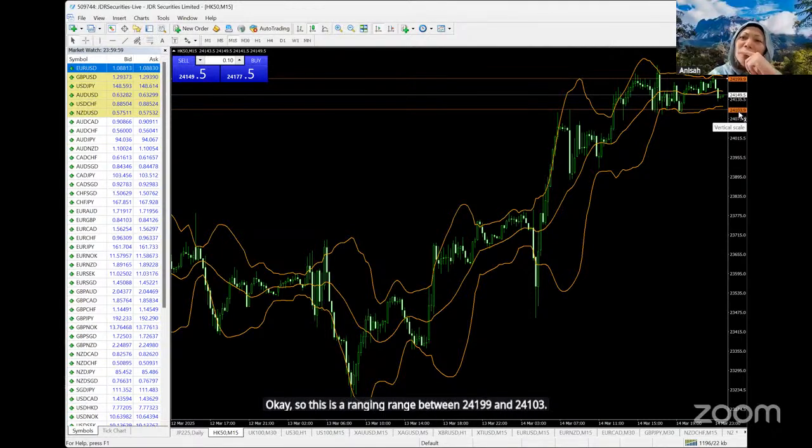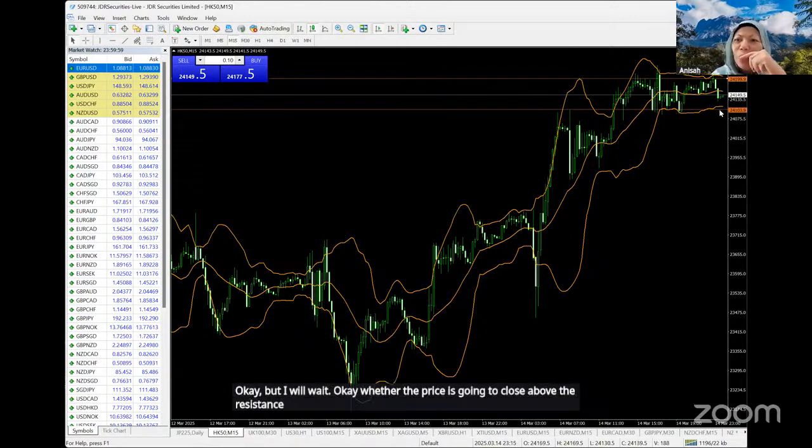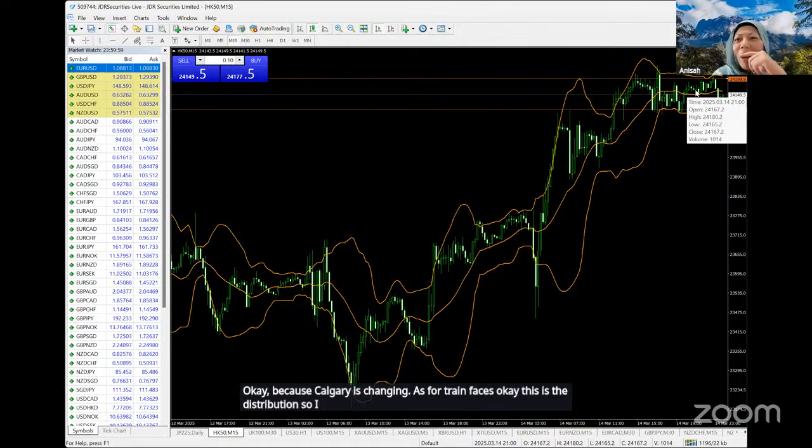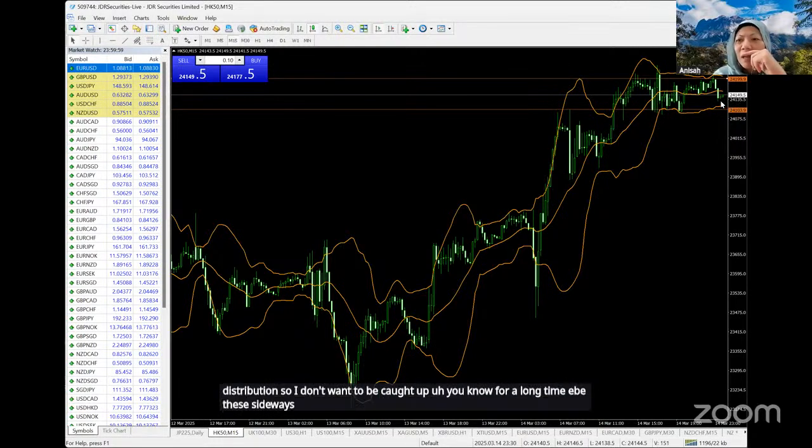Okay, so I will not take any position at the moment. But I will wait whether the price is going to close above the resistance or below the support line of 24,103, because currently it's ranging. As for trade phases, this is at the distribution, so I don't want to be caught up for a long time if this sideways is taking a bit longer. So let's wait, okay?